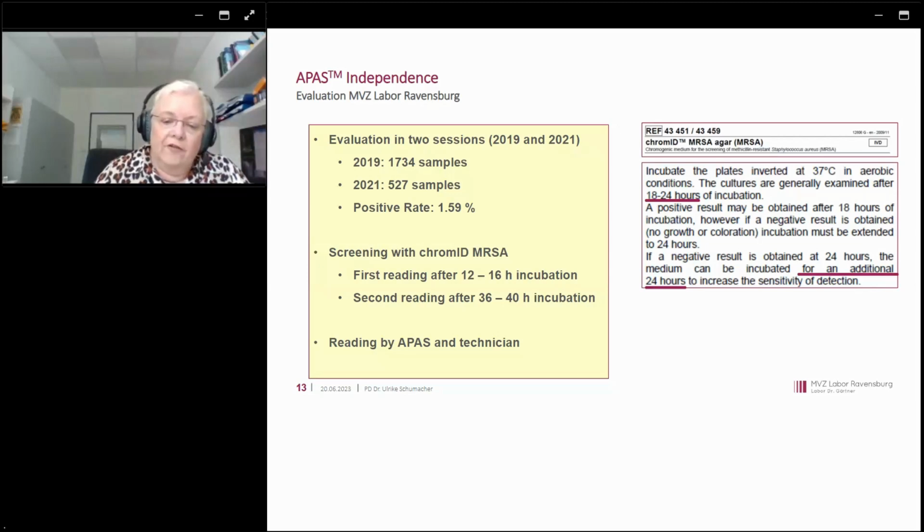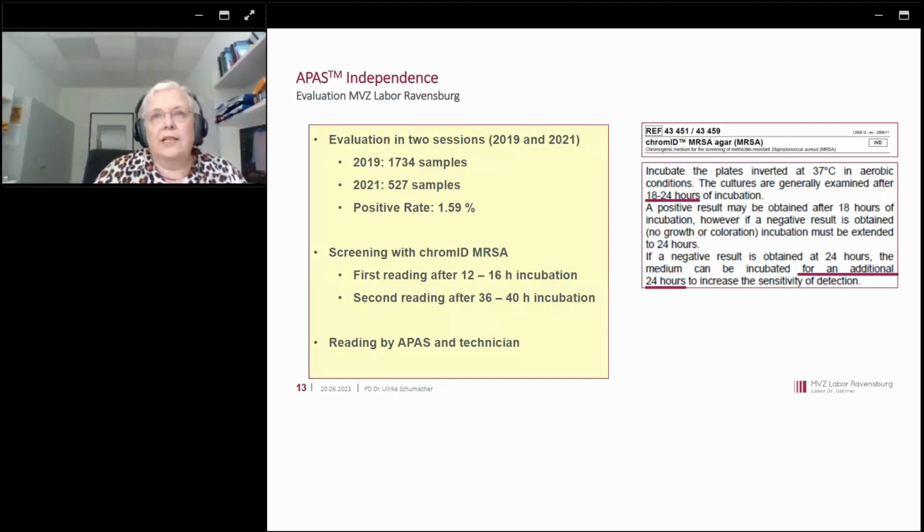For the screening, we have compared the visual reading of the plates by a technician with the EPIS-based categorization. And we are performing our culture on a chromID MRSA agar, which is designed for reading after an incubation of 20 to 24 hours, and in negative cases, after another incubation time of an additional 24 hours.